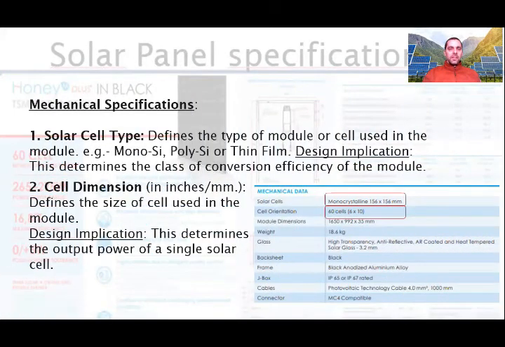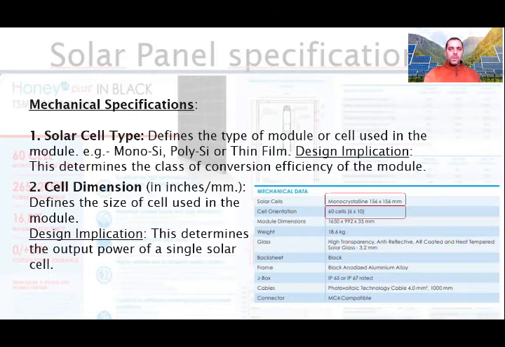First, we will start with the mechanical parameters. Solar cell type defines the type of module or cell used in the module, for example, monocrystalline, polycrystalline, or thin film. This determines the class of conversion efficiency of the module. On this panel, you can see that this is a polycrystalline solar panel with 60 cells in a 6x10 grid. Actually, we were talking about how for residential applications, crystalline silicon cells are almost in a monopolistic position.